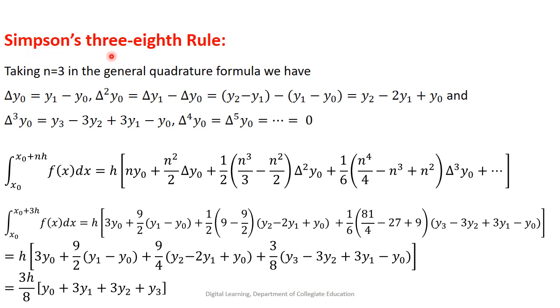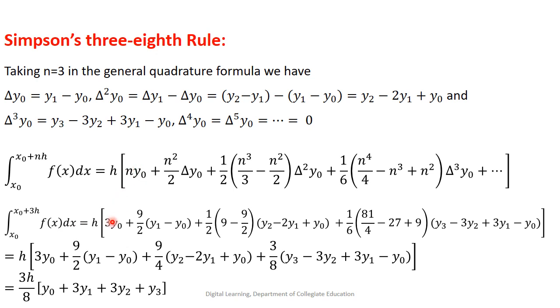Let us consider Simpson 3/8 rule. To get this, let us take n is equal to 3 in the quadrature formula. Here since we are taking n is equal to 3, delta y naught is this, delta square y naught is this and delta cube y naught is this, and all the other higher differences are 0. Consider the quadrature formula. In this quadrature formula, put n is equal to 3. So I am getting here integral x naught to x naught plus 3h f of x dx.